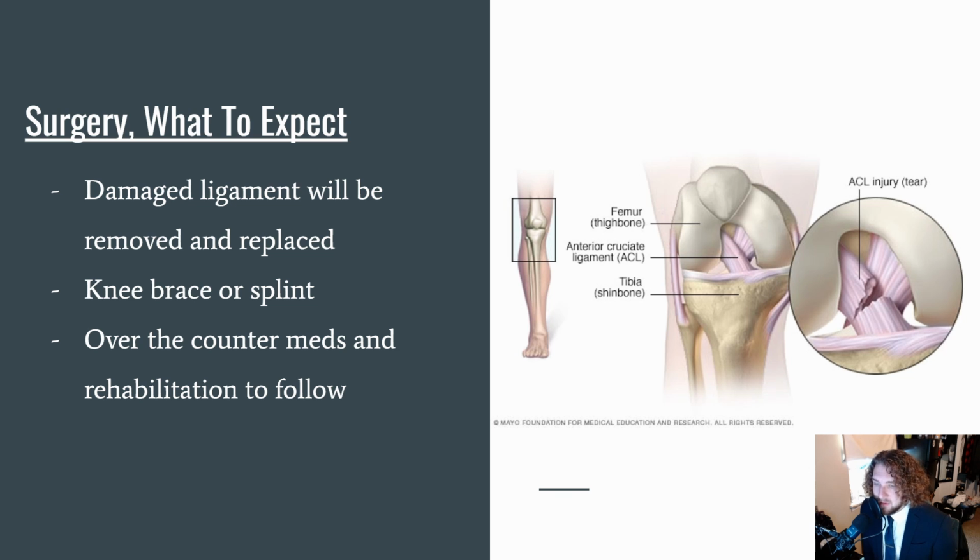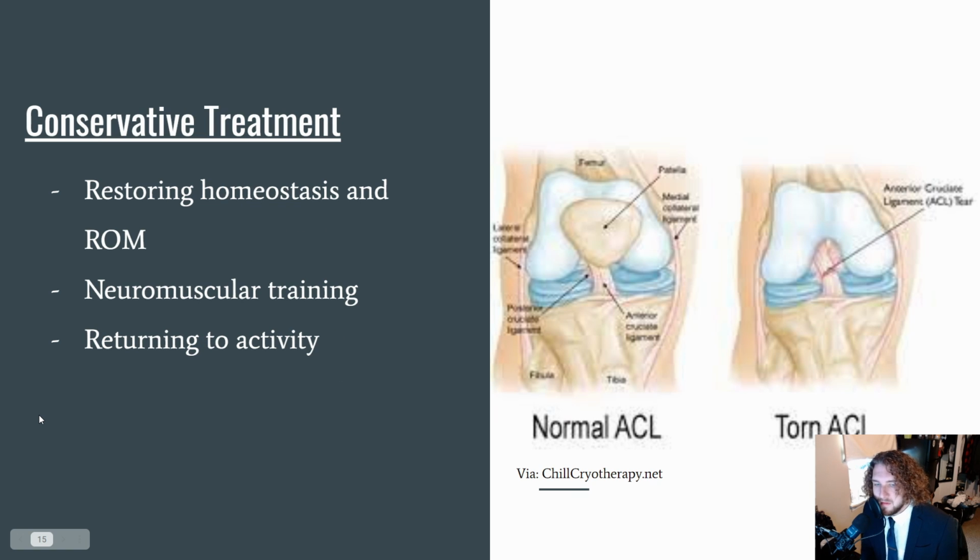And then rehabilitation is almost identical to conservative treatment, but it is just following your surgery. So we'll cover that moving forward. So, conservative treatment or rehabilitation.